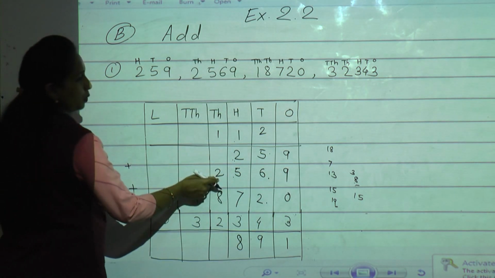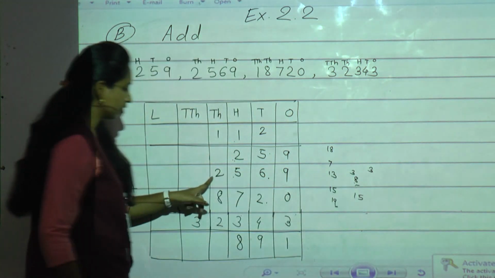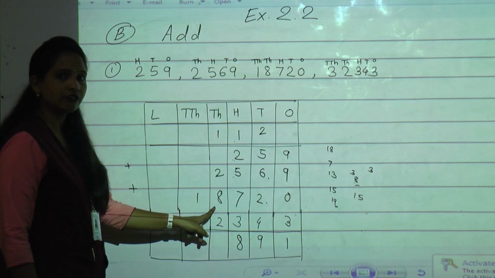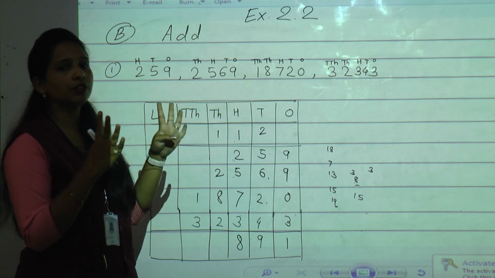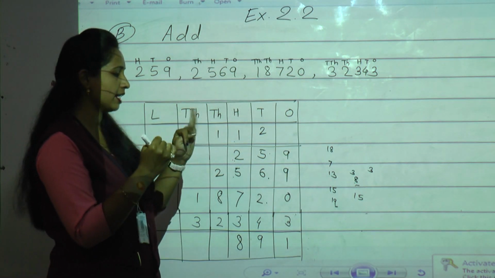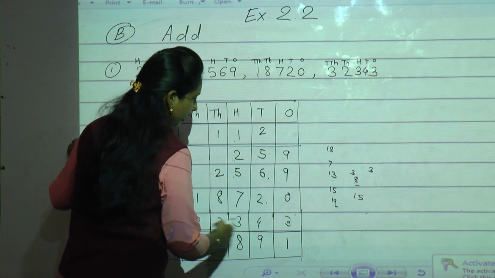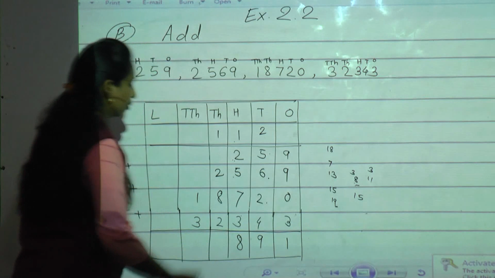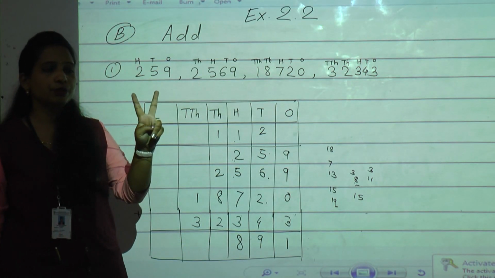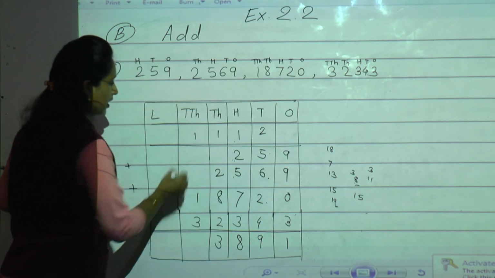Now 1 plus 2 is 3. I'll write 3 here somewhere. Again what we have to add in 3? 8. So count 8 fingers after 3: 4, 5, 6, 7, 8, 9, 10, 11. 11, okay, till here. And again we have to add 2. 11 after 2: 12, 13. So write 3 here, 1 will carry.